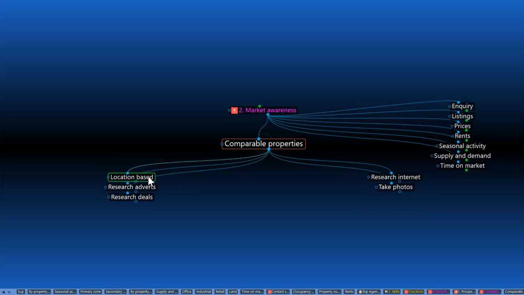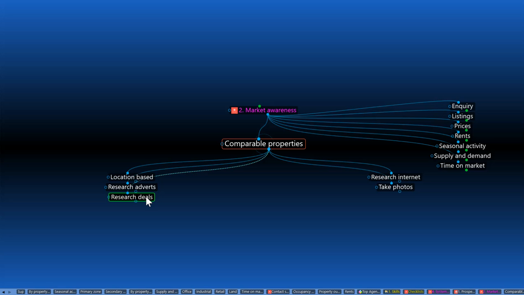So I'd be looking at location-based activity. That is within a precinct, not a large town or city, but a precinct. Get into the precinct and understand what's going on within your precinct. And if indeed you work a large territory, break it down into smaller areas. Then, of course, you can research the adverts. That's good to do on weekends. You can sit down at your laptop or computer at home and research the adverts of new properties that are out there and the time on market.